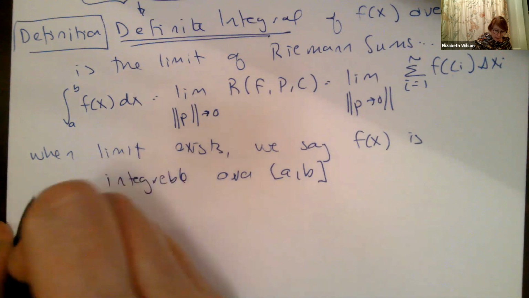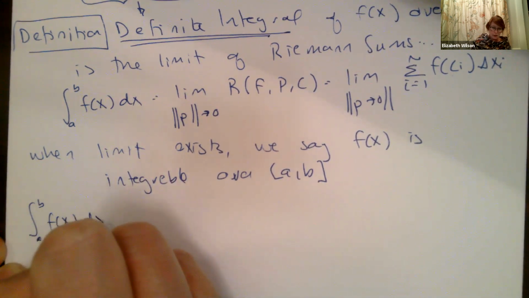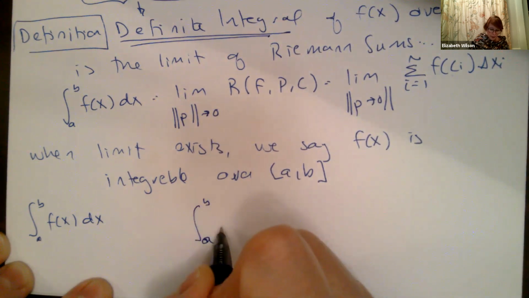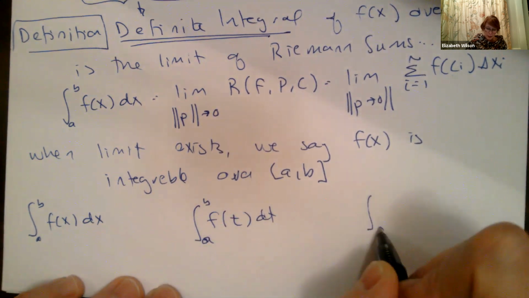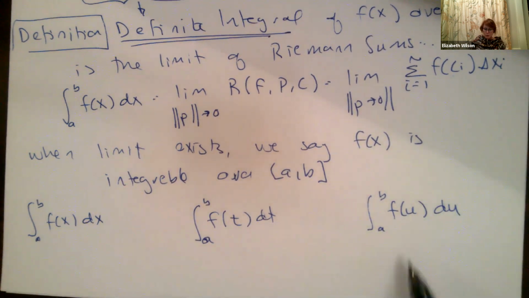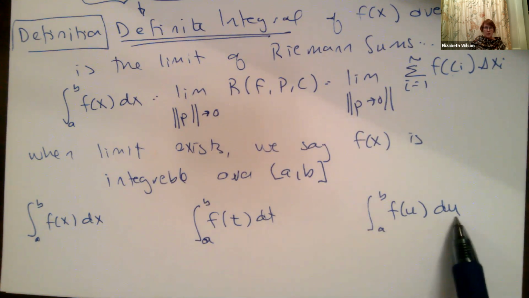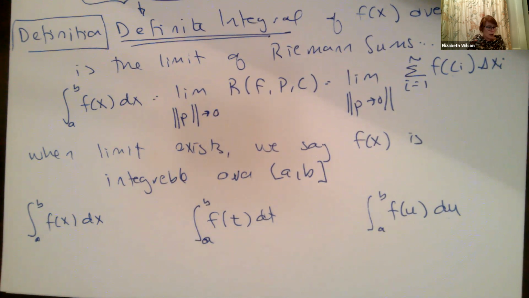Now I can write it like this. I can say the integral from a to b of f of x dx, or I can go from a to b of f of t dt, or I can go from a to b of f of u du. It doesn't matter what variable my function is a function of, right? I'm doing this delta of that variable, and this is the function, this is the height, this is the base, right? All different variables. It's the same process.